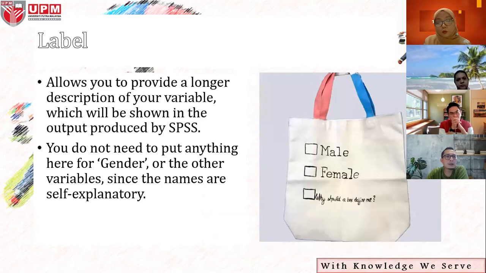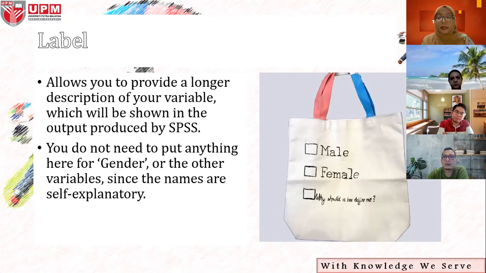So you do not need to put anything here for gender or the other variables, since the names are self-explanatory. Okay, for the variables that are self-explanatory, there is no need for you to add the longer description. But for some items, for example Q1, you use Q1 to represent the first item in your questionnaire, therefore you want to include the long description, what does it mean by Q1.